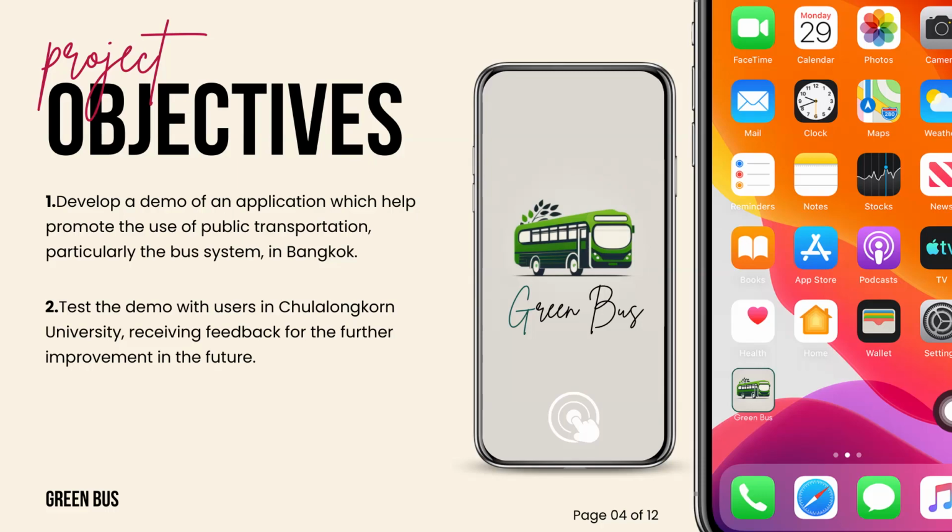First, we develop a demo of an application which helps promote the use of public transportation, and particularly the bus system in Bangkok. And our next project objective is to test the demo with the users in Chulalongkorn University and receive their feedback for further improvement of the application.